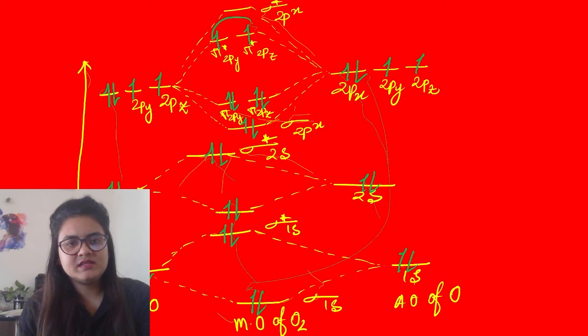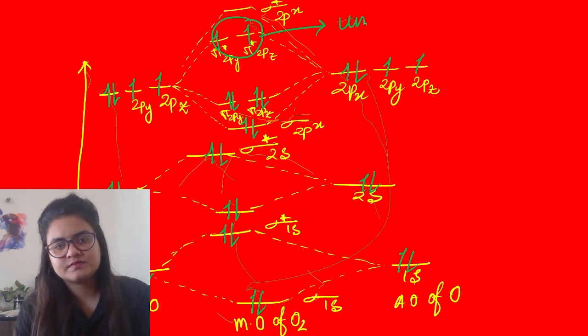You can see these 2 electrons are unpaired. So in the pi star py and pz, this is my HOMO orbital, that is the highest occupied molecular orbital. Here I have unpaired electrons, and hence I can call it paramagnetic. O2 is paramagnetic in nature.